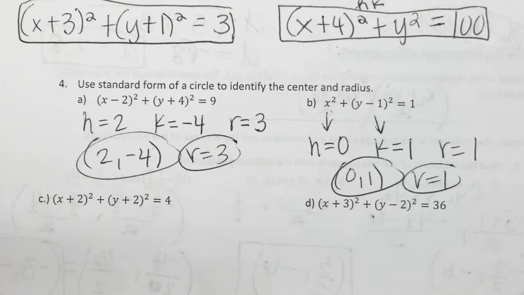H in this one would be what? 30. Change the sign. K would be. Yep. R would be 36. Square root of 36, which is what? That's it. Try that one.